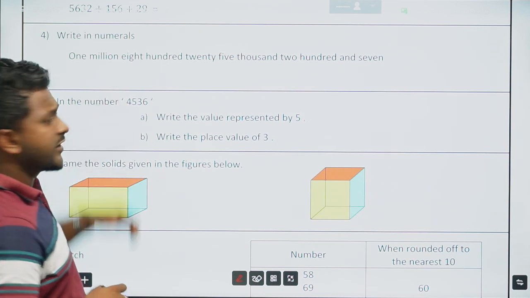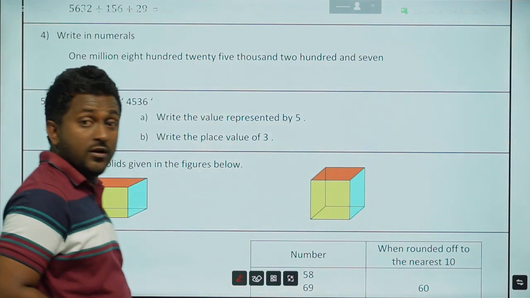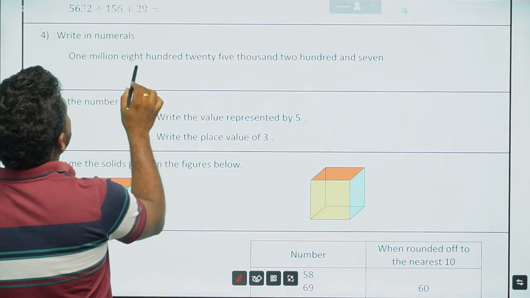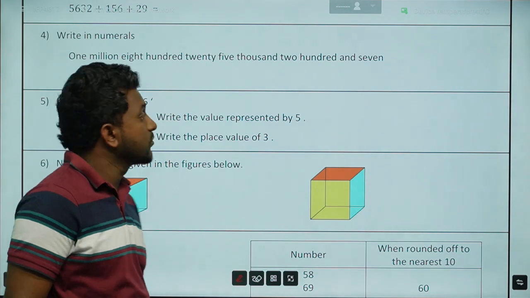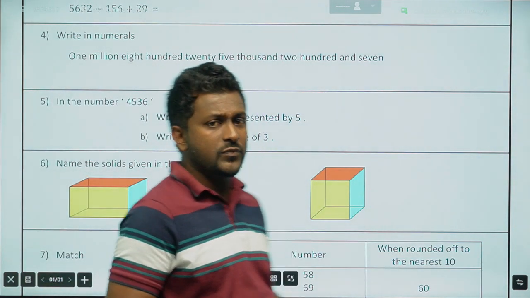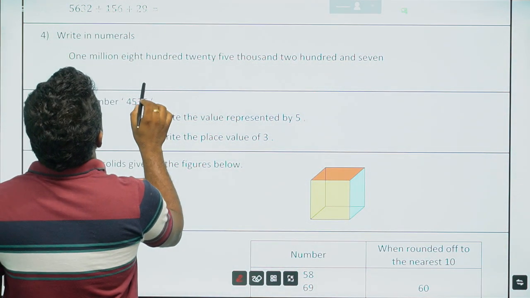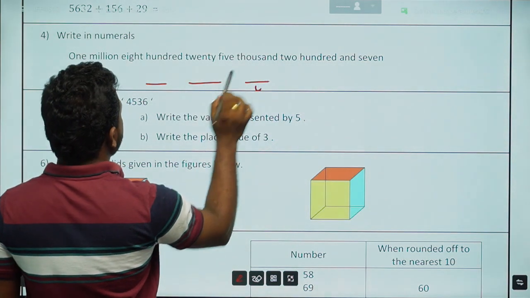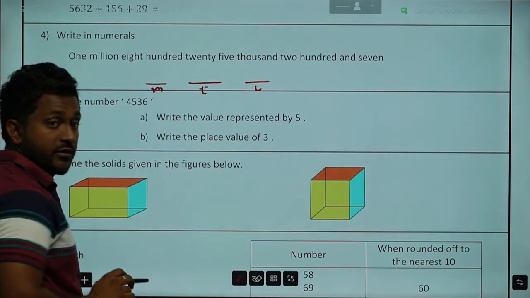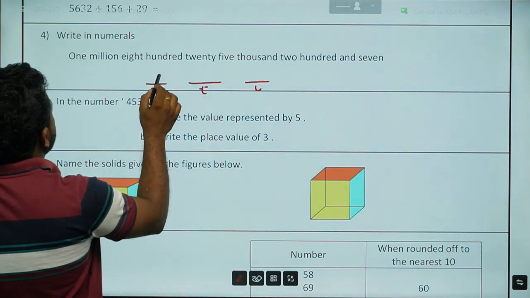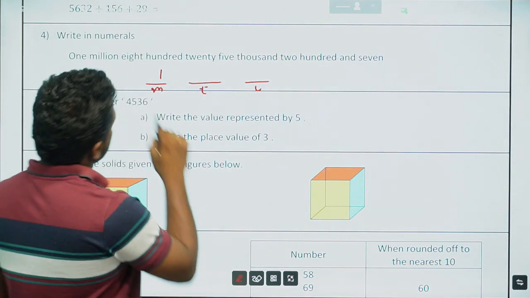Question number 4. Write in numerals. So that means we have to write that number in numerical form. 1,825,207. So what is the largest period there? The largest period is million period, no? So that's the unit period, thousand period, and million period. 1 million, 1 in million period. No need to write another zero, 1 million.